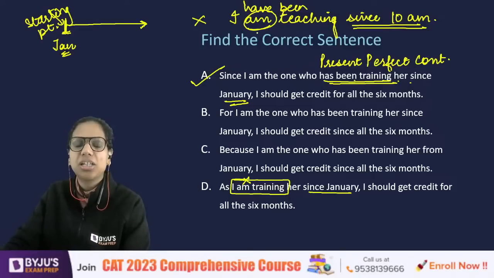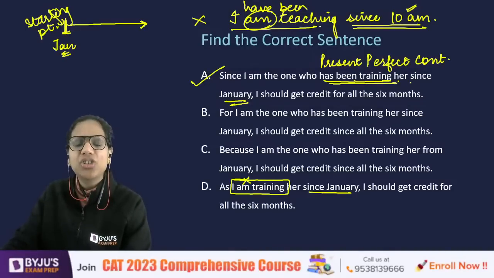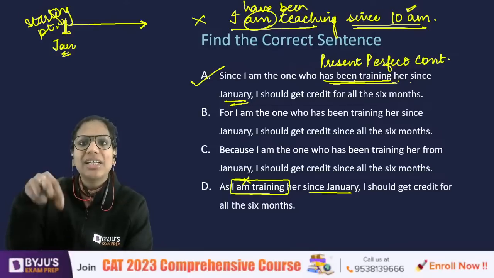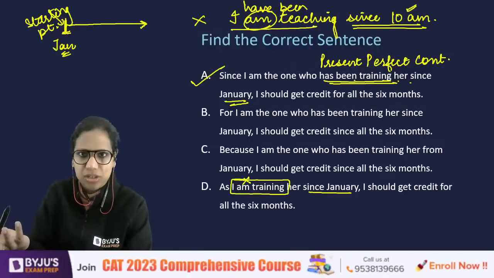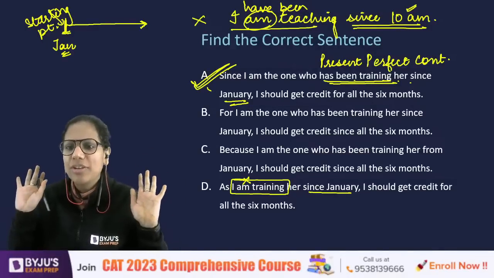When you give the starting point and you want to show that this activity started at this point and it is still going on, you do not use the simple continuous. "I am teaching" will be used when you're talking about the fact that right now I am teaching, or these days I am teaching. So A is the answer here. Hope this is clear to everyone.